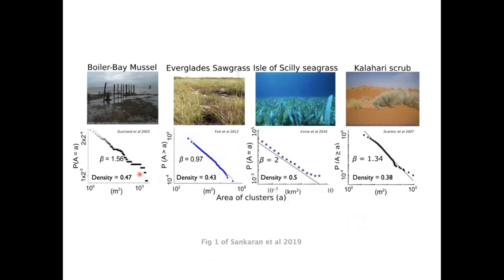And of course, it's not only in vegetation that people have found such patterns. There are also examples of such power law clusters in mussels, sawgrass, seagrass, and scrubs. Let me add a cautionary tale here: there are many studies that strongly argue that in a lot of these studies, the statistical evidence for the existence of power law is really weak. It's something to keep in mind, a very important point.